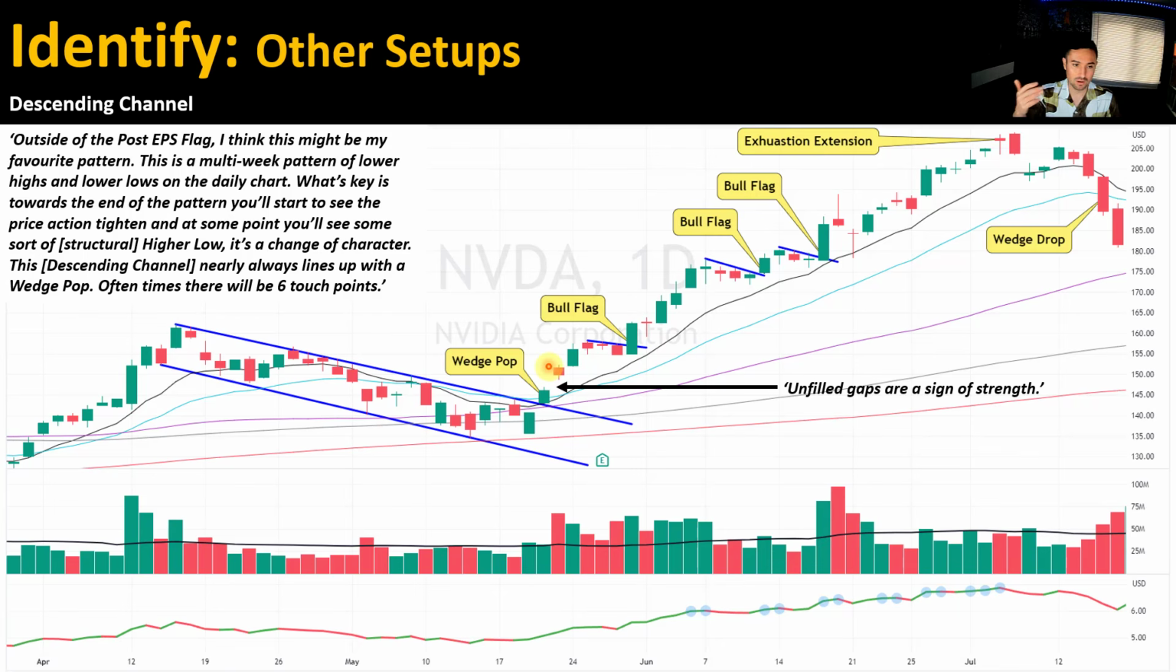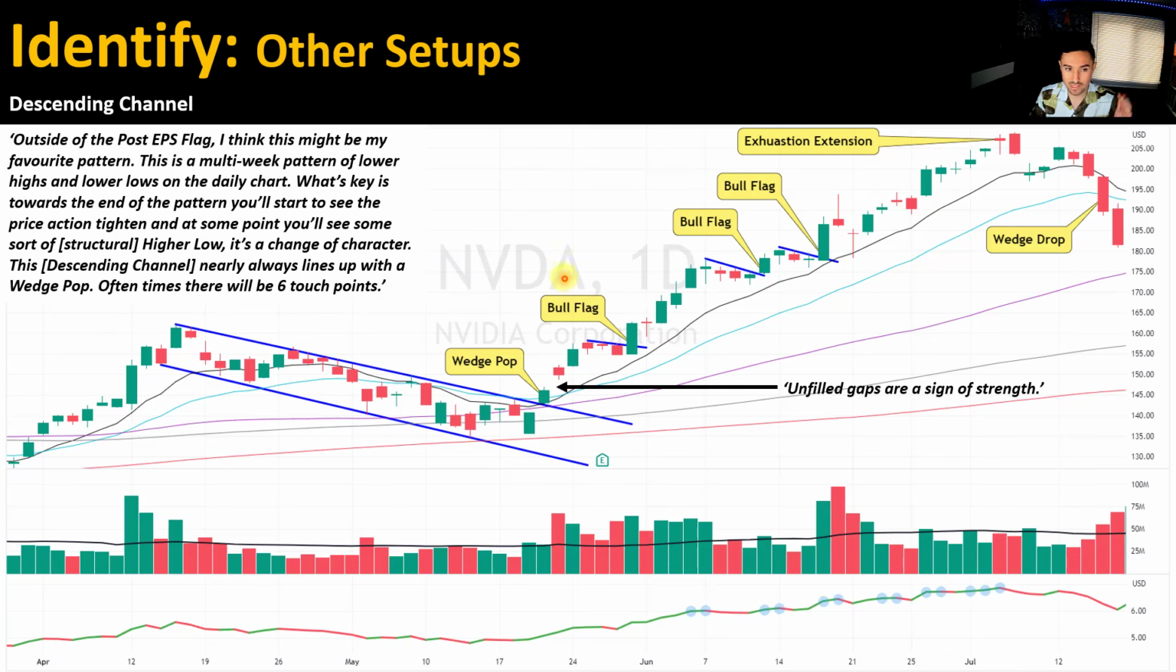And as we know, Oliver liked wedge pops, and he also says unfilled gaps are a sign of strength. So you actually get an unfilled gap here, an unfilled gap here as well, and then you actually get a little kind of unfilled gap in here too, but certainly more pronounced is this first one and the second one. Unfilled gaps are a sign of strength, especially if it's a stock like an Nvidia or an AMD, and so forth. It's a sign that institutions are stepping in and buying it.